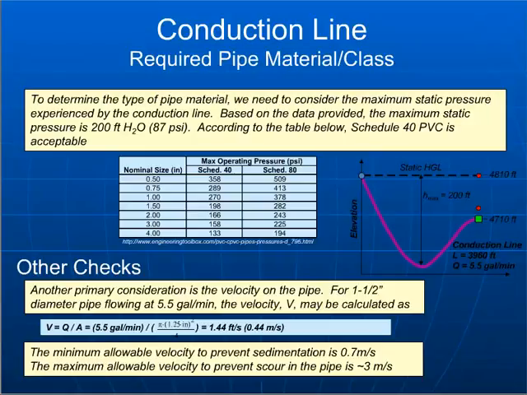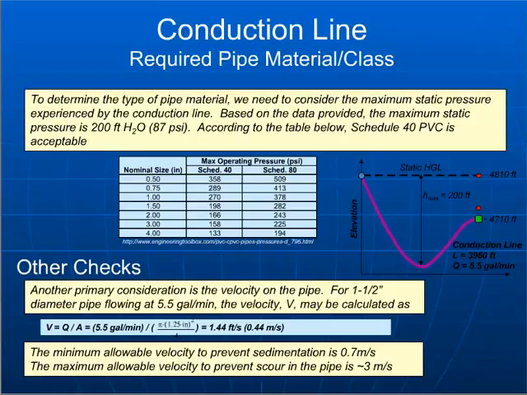The other question that we had to answer, though, had to do with the pipe material that was going to be needed to essentially resist the maximum pressure that develops in the system. And again, for this example, the maximum pressure we said was 200 feet of H2O. That translates into about 87 psi.